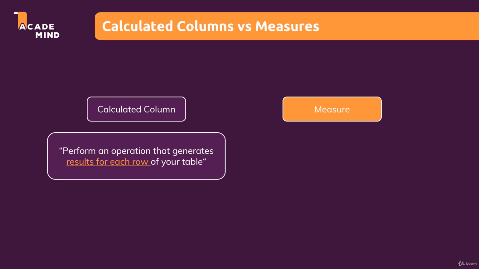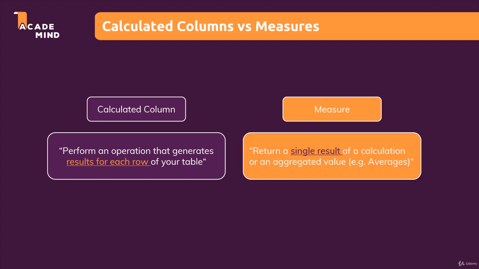equal for each of the columns that we have in our project, and the new column also returned results for each of these rows. So we created a new column and a new field you could select in the end from the fields part in the data view. A measure works a bit differently here, because a measure returns a single result of a calculation or an aggregated value, for example, if you want to calculate averages.